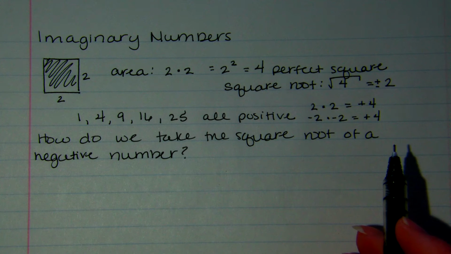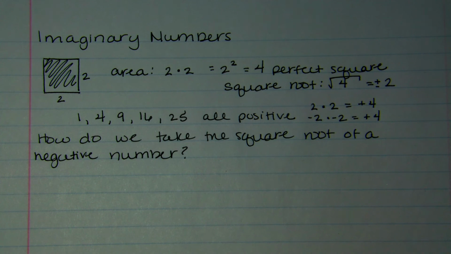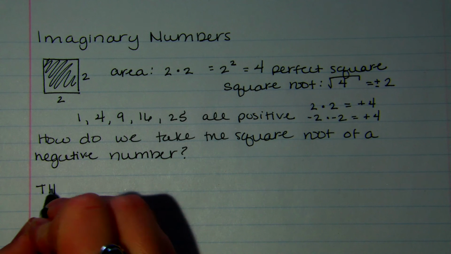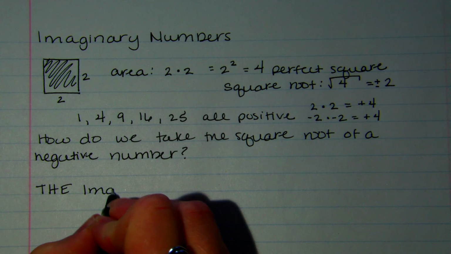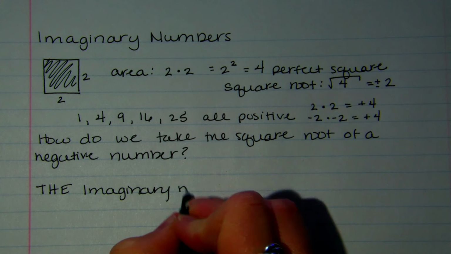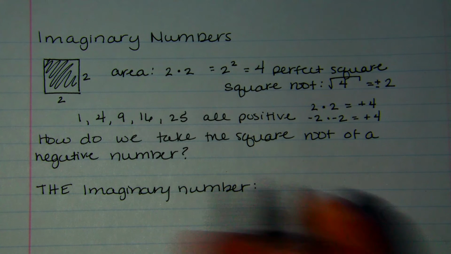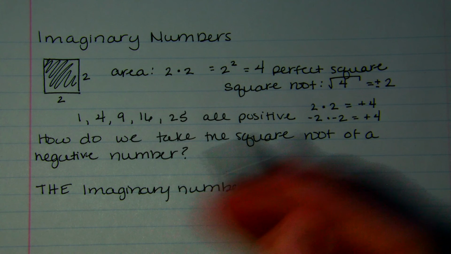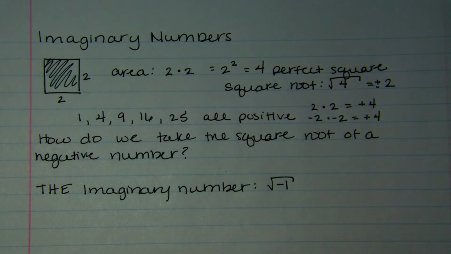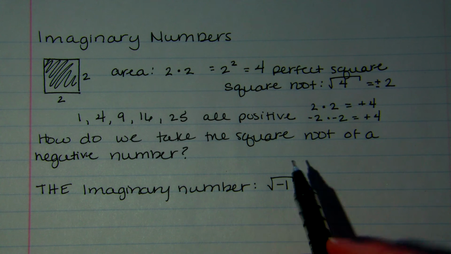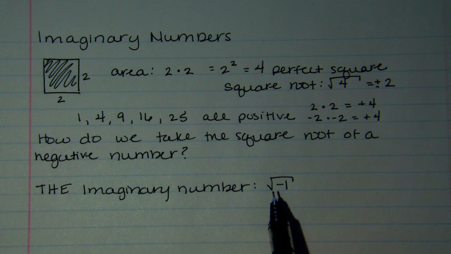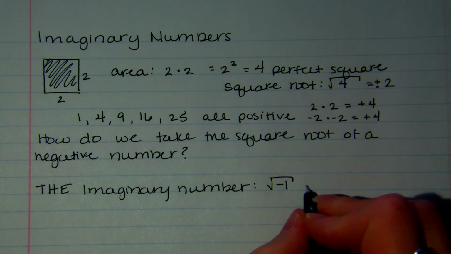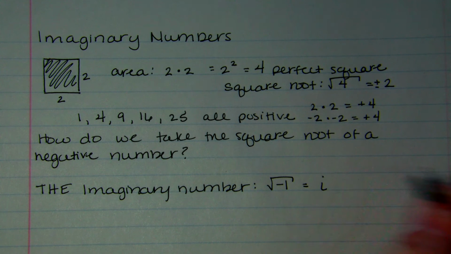What if we wanted to take the square root of a negative number? And so mathematicians asked that question and they came up with an answer. What they came up with is the imaginary number. And the imaginary number is the square root of negative 1. And in math, we can take the square root of negative 1 and we use a symbol to represent that square root. We call it i.